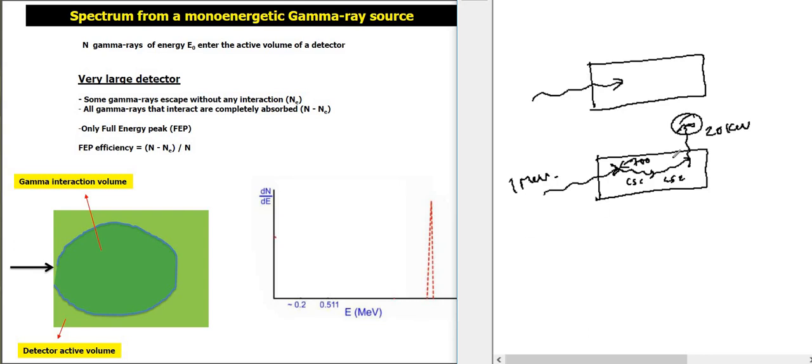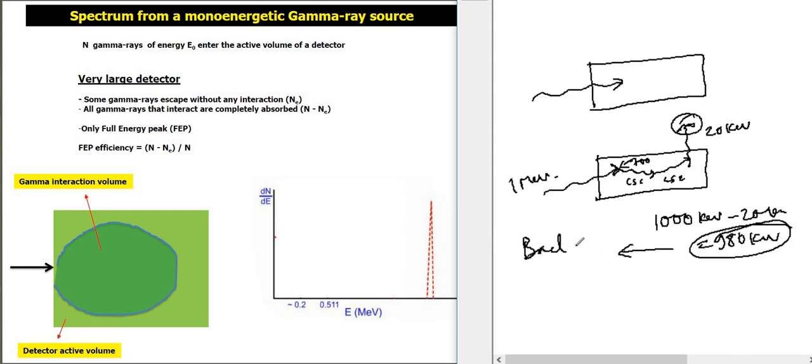then the overall energy which will be deposited is what? 1000 keV minus 20 keV. That means it is 980 keV, and this is not what we want. So this will contribute to the background, and particularly in this case the multiple Compton background, right? This is one example I have shown you over here.